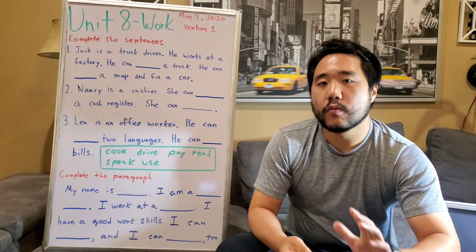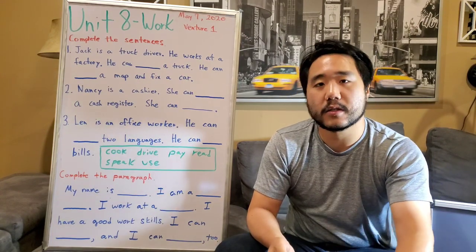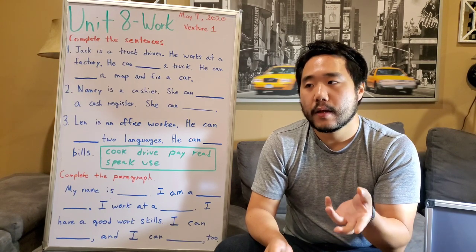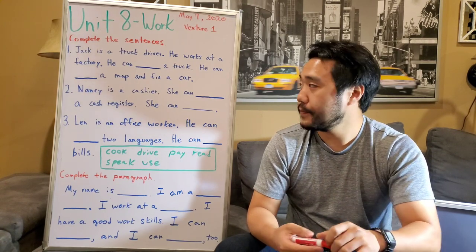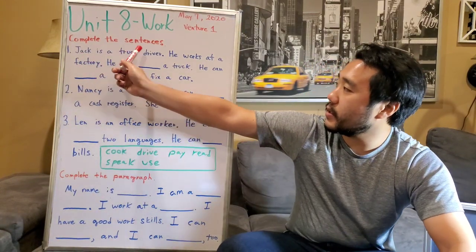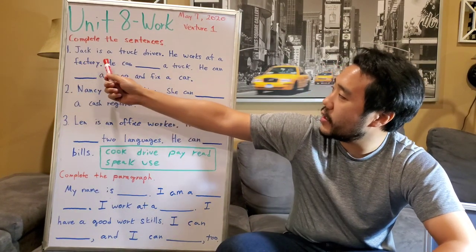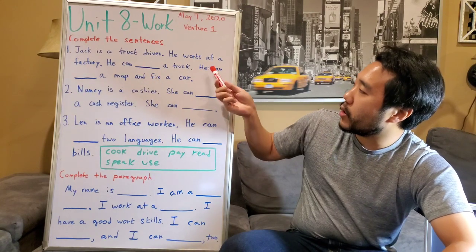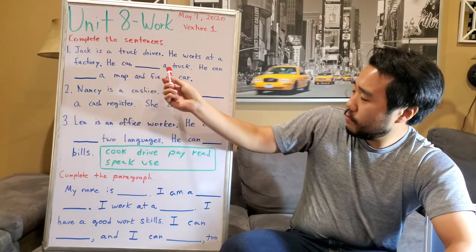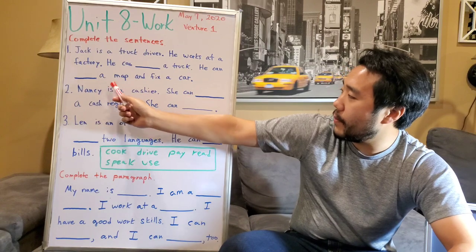As I said in part 1, we're going to do some exercises related to writing about our skills. Okay? So, let's do this exercise together. Complete the sentences. Number one, Jack is a truck driver. He works at a factory. He can blank a truck. He can blank a map and fix a car.